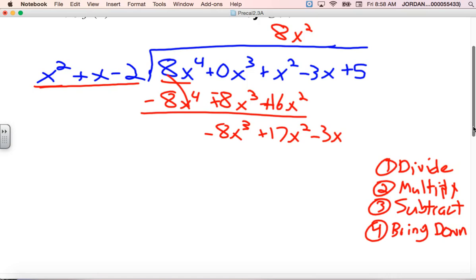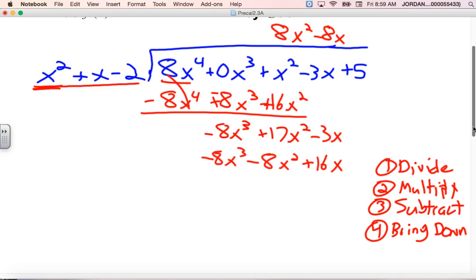So my question is, again, what has to multiply x squared to give me negative 8x cubed? So I need to multiply by negative 8, and I need to multiply by an x in order to get negative 8x cubed. Now you do your second step, multiply. Negative 8x times all 3 of those. So that's negative 8x cubed. Negative 8x times x is negative 8x squared, and negative 8x times negative 2 is positive 16x.